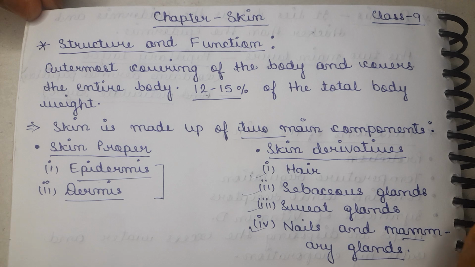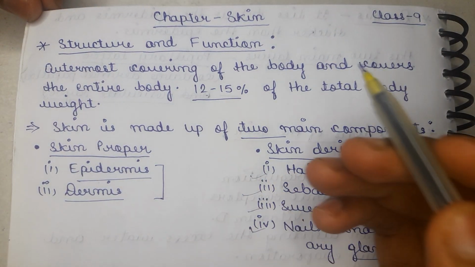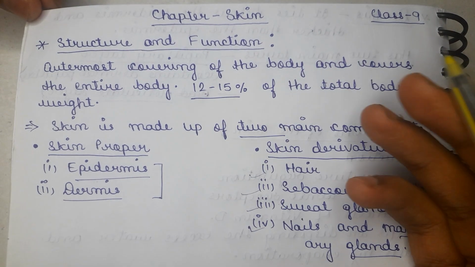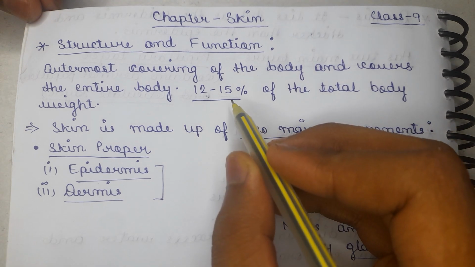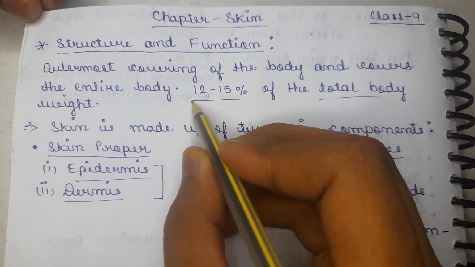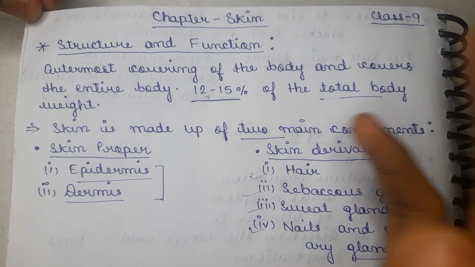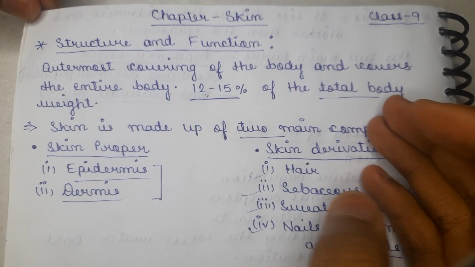So basically we all know that the skin is the outermost covering of the body and it covers the entire body. It has a surface area of almost 1.5 to 2 square meters, and its weight is about 12 to 15% of the total body weight. The skin along with its derivatives constitutes the integumentary system.